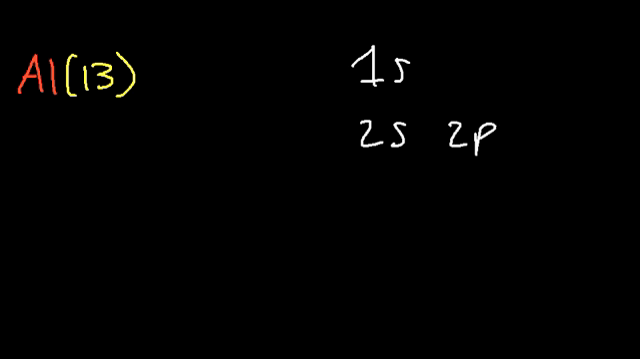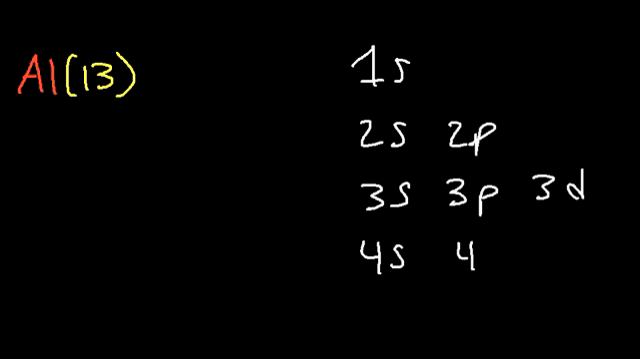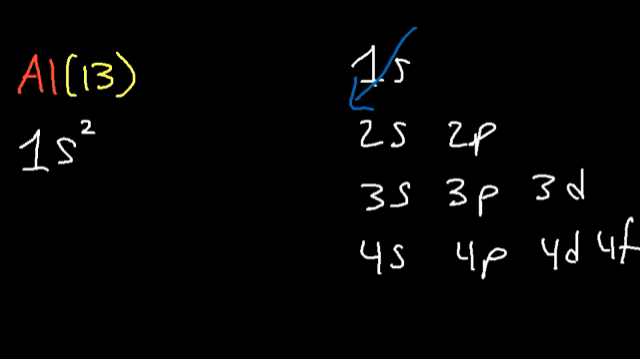So let's try another example. Let's write the electron configuration for aluminum. Aluminum has an atomic number of 13, so we need to get up to 13. So this is 1s, 2s, 2p, 3s, 3p, 3d, 4s, 4p, 4d, 4f. We may not need to go that far. So in the first energy level we have 1s, 1s2, and then it's going to be 2s2. After 2s we have the 2p orbital and then the 3s.